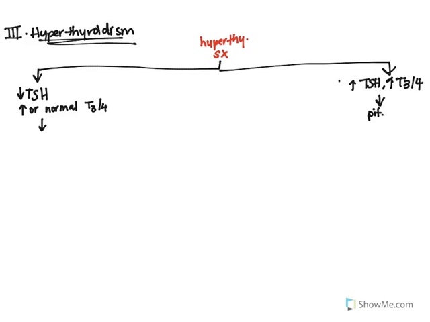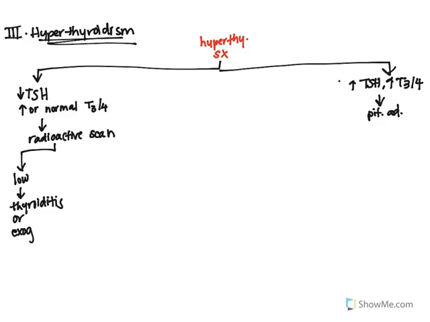In patients who have this situation, you're looking at a pituitary adenoma. Patients with a low TSH and higher normal T3, T4 should have a radioactive scan. If the uptake is low, you're dealing with thyroiditis, like we just talked about, subacute thyroiditis. Or this could be a patient who's taking thyroid medicine that they're not supposed to, so exogenous thyroid hormone.